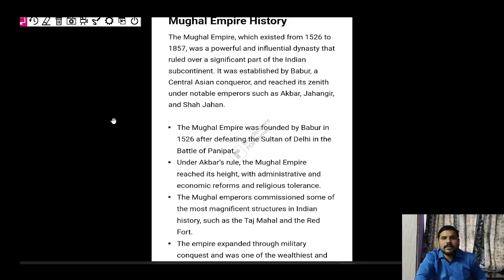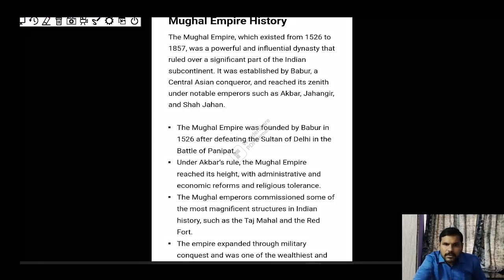Now let us see a little bit. As I said, during the Lodi dynasty, Babur was invited to attack, and when Babur came, this is very important: 1526, the Battle of Panipat. After that battle, he founded the Mughal Empire. And under Akbar's rule, the Mughal Empire reached its height. So after Babur, let me show you the Mughal family tree.